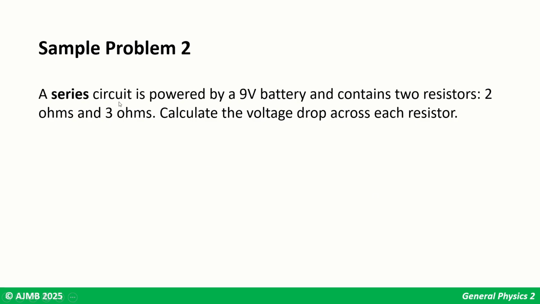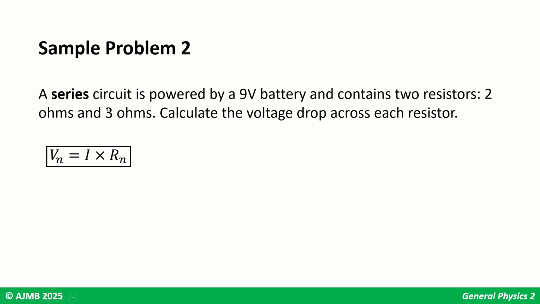Again, you have a series circuit. Your total voltage now is 9 volts, and now you have two resistors, 2 and 3 ohms. Instead of asking for the current, you are asked to get the voltage drops across each resistor. How much voltage or energy is spent because it has to pass through the resistor? How much electrical energy is converted to heat because it has to pass through a resistor?